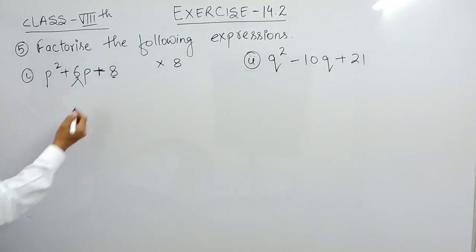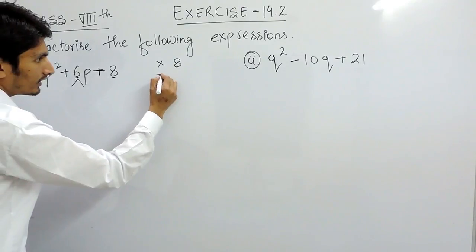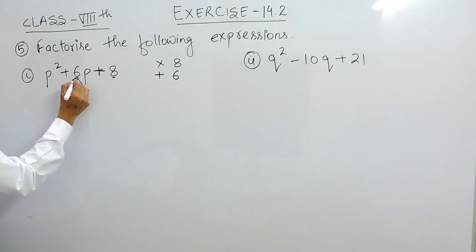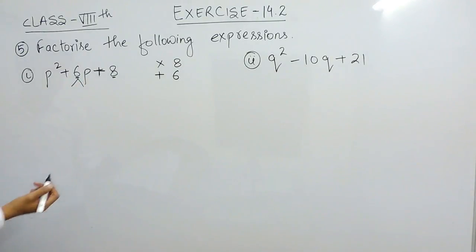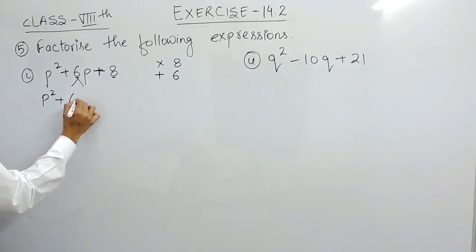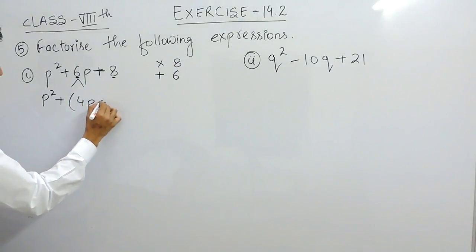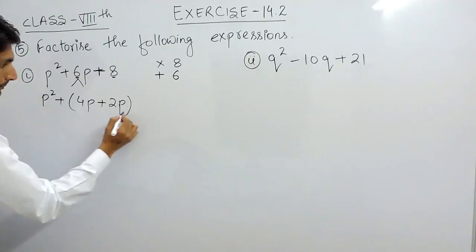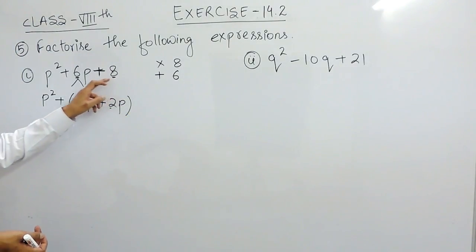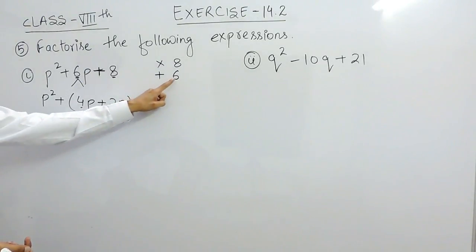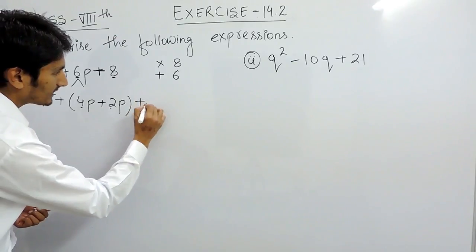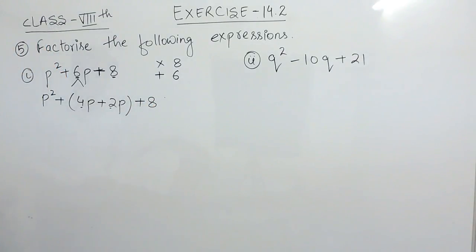and you have to take care of this plus. This means adding those two numbers should give 6. So those numbers are 4p plus 2p, because multiplying 4 and 2 is 8 and adding 4 and 2 is 6, and plus 8 will remain as it is.